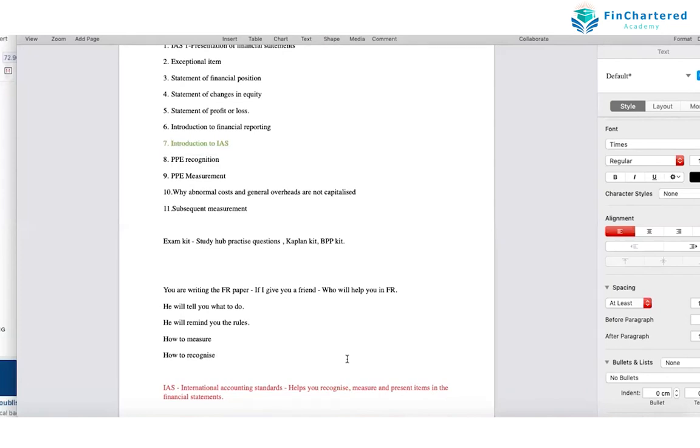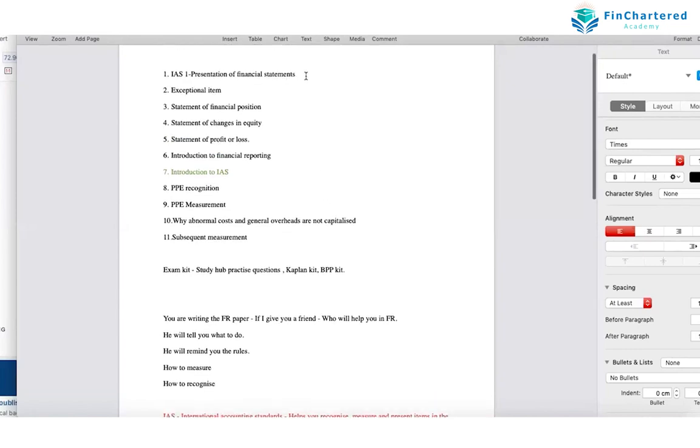Now, let's move on to the next topic, which is presentation of financial statements, IAS 1.